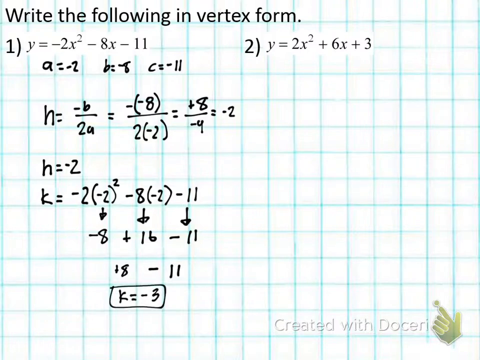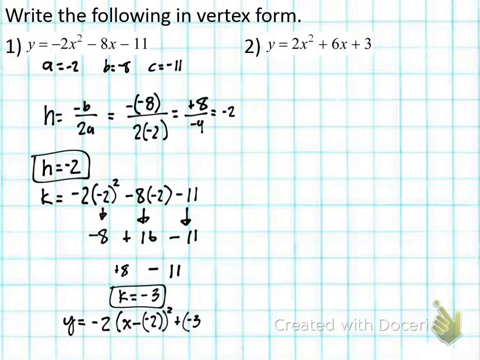So that's the second part. So we have h and k. The last thing I have to do is write my vertex form, which is y is equal to, and we start with a, right? What was a at the beginning of the problem? Negative 2 times x minus h. We said h is negative 2, so it's going to be negative 2 squared plus k. We said k is negative 3. So we'll simplify. It's negative 2 times x plus 2 squared minus 3. And that's your answer.